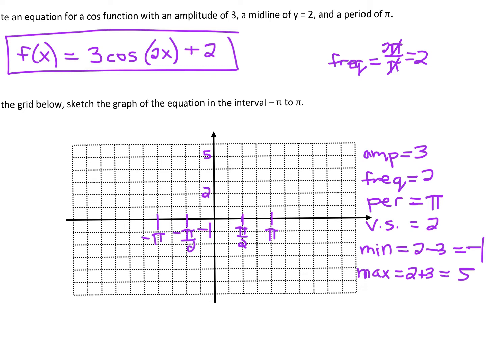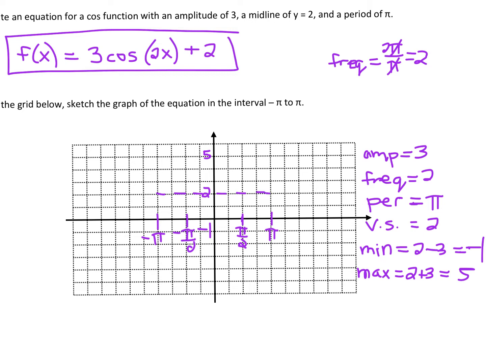Okay, you could number everything. You could number some things. It's up to you. Honestly, along the y-axis, if you're jumping by ones, you don't even have to number them at all. All right, so what I like to do is put a dotted line where the midline is. So at y equals 2, I'm just going to put a dotted line. Okay, that's where all my middle points are going to go.